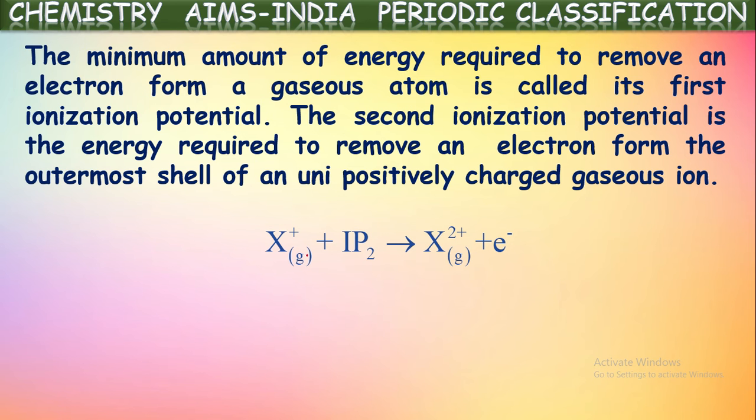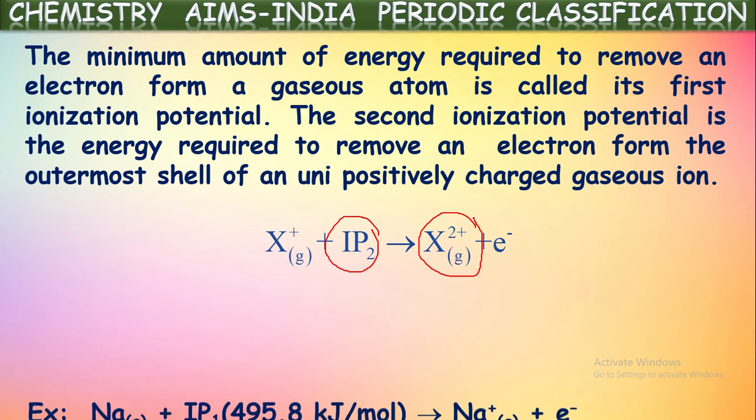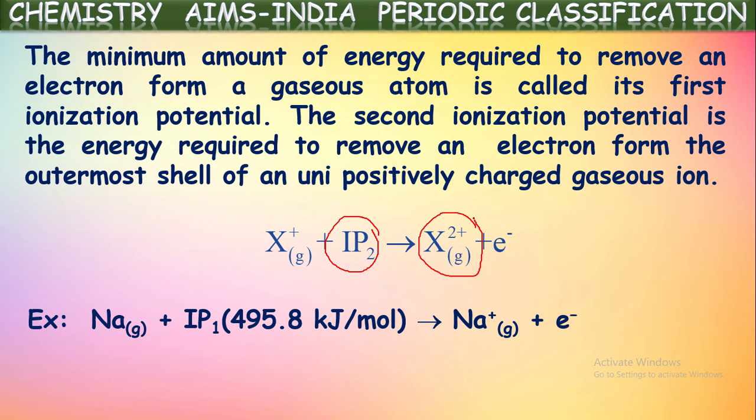See here, an element X has already lost one electron and formed X plus ion. From that, if we want to remove an electron, the energy required is called the second ionization potential or second ionization energy of that element, and hence the element becomes a dipositive ion. For example, for sodium, the removal of the first electron requires 495.8 kilojoules per mole. This much energy is required to remove an electron from 1 mole of sodium atoms. That we call the first ionization potential of sodium.